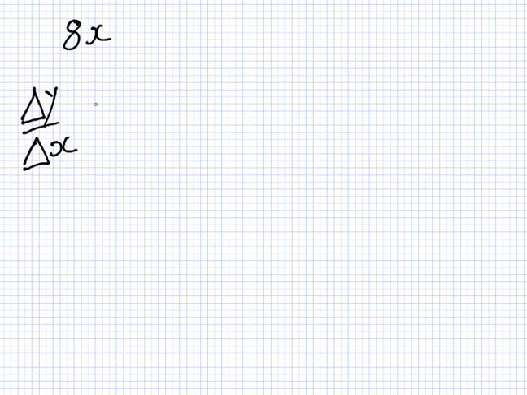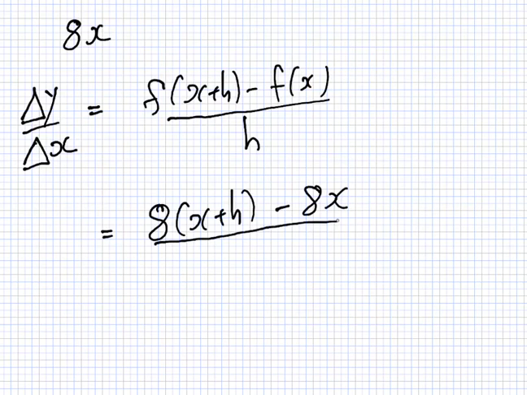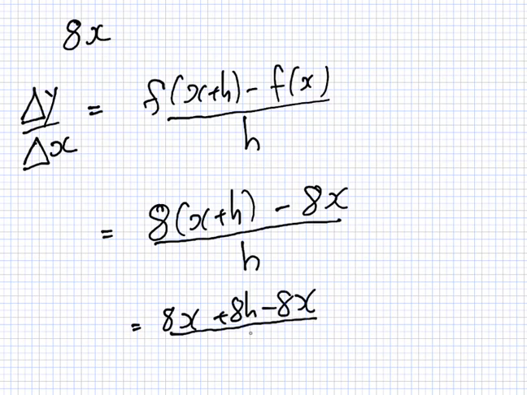So our formula for this would be f of x plus h minus f of x over h. So that would be 8 times x plus h minus 8x all over h, which is 8x plus 8h minus 8x all over h. What will that equal? Well, that cancels that. And what am I left with? 8. Now that's not too surprising.